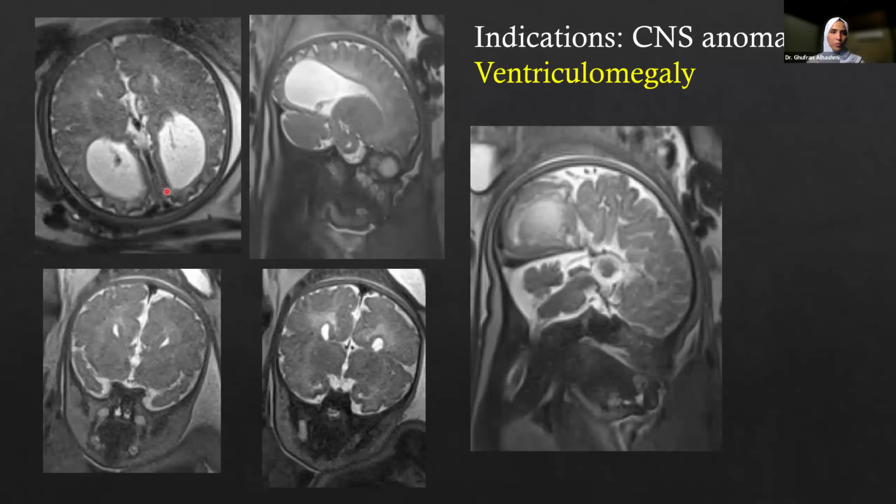This patient also had paucity of white matter volume in the posterior brain. So MRI was able to make the diagnosis of corpus callosum agenesis as the cause of this patient's ventriculomegaly seen by ultrasound.